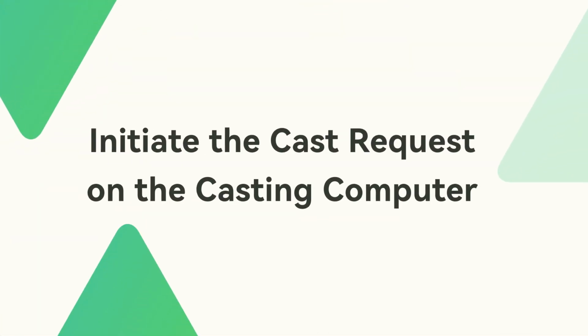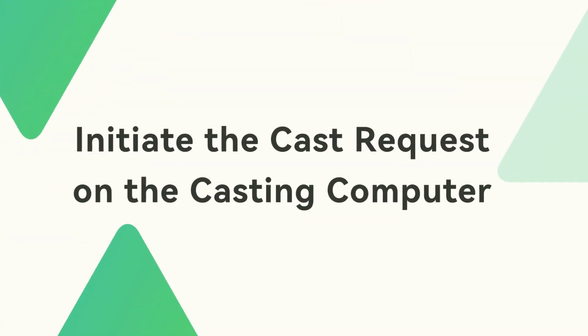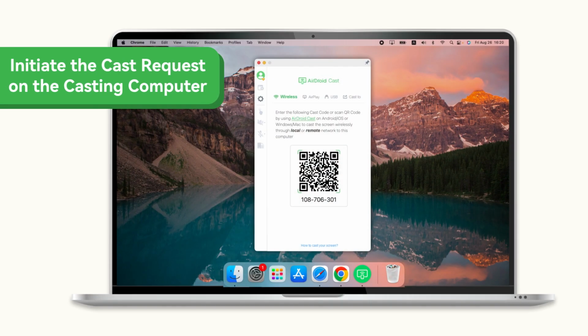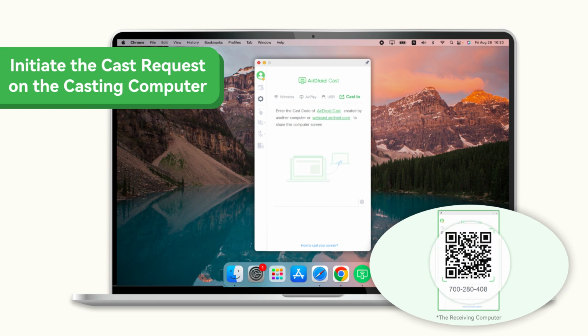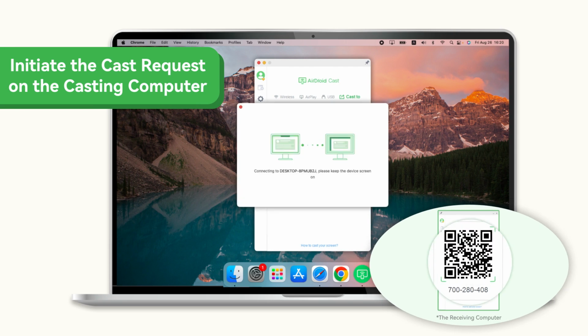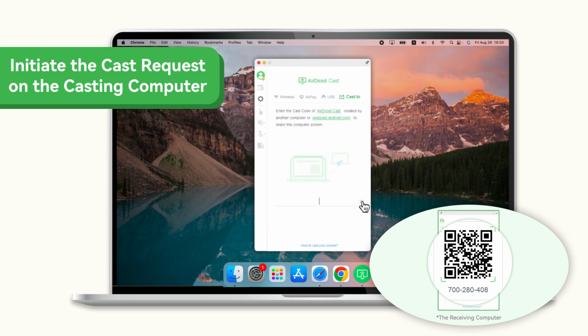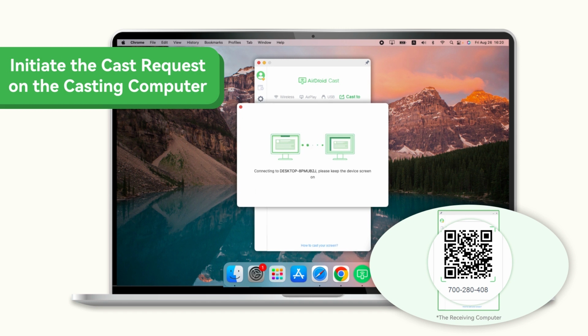Then, initiate the cast request on the computer. Open AirDroid Cast desktop client on the casting computer and click Cast to. Enter the 9-digit cast code shown on the AirDroid Cast desktop client of the receiving computer. Or, click on the clock to connect history computers. The connection will be immediately started.